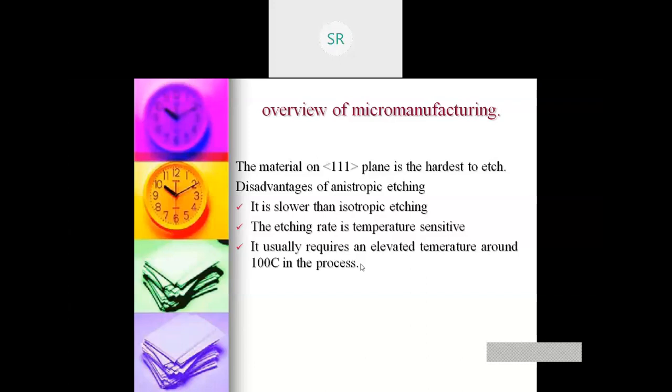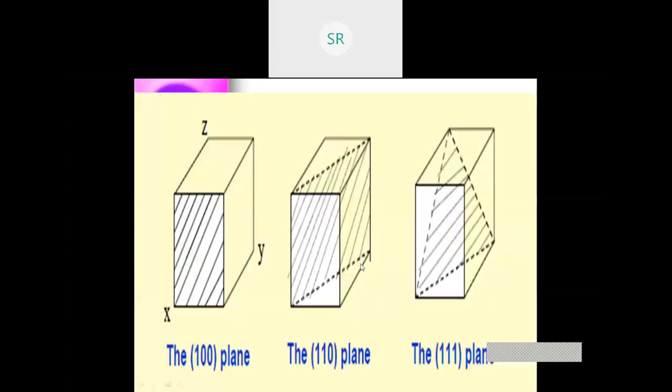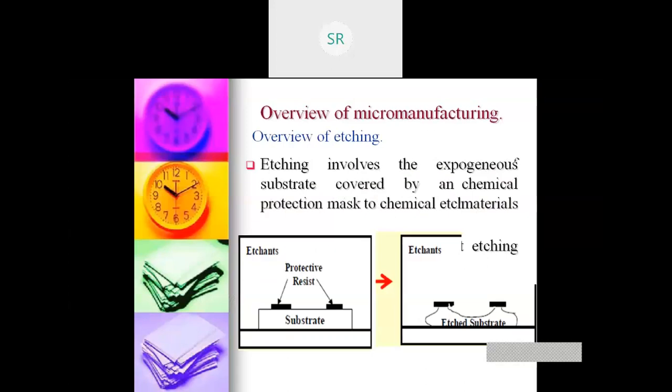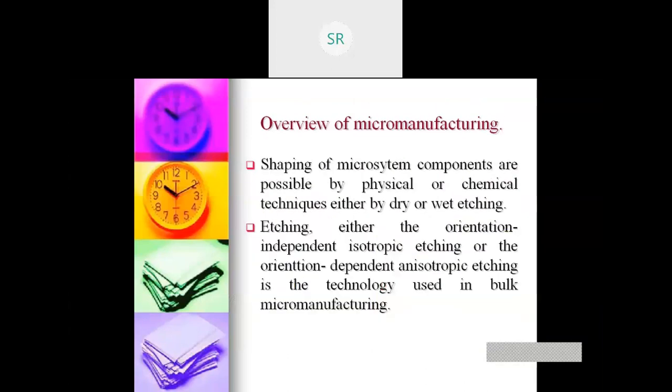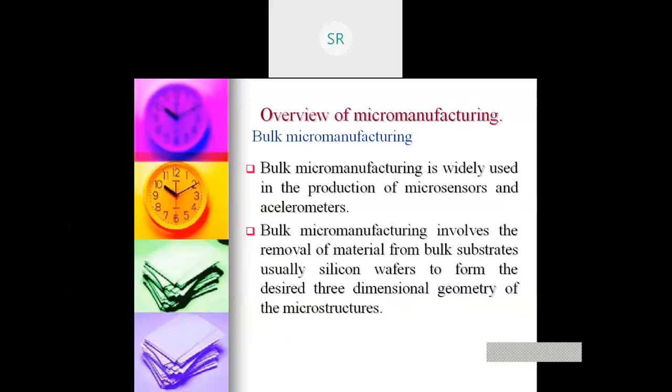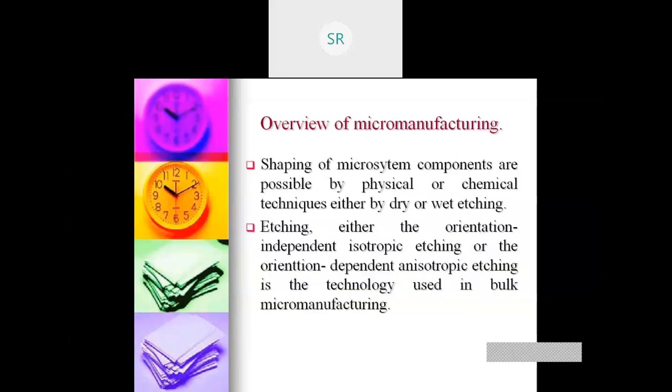In the exam, the question can be: write a short note on bulk micro manufacturing. Under that, you have to mention what micro manufacturing is. Micro manufacturing is basically maintaining the desired part and removing the unwanted part. So that is micro manufacturing.